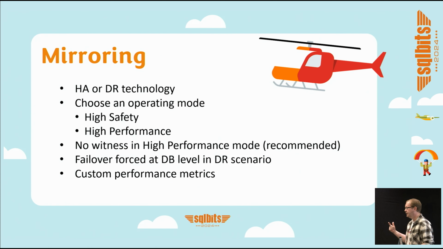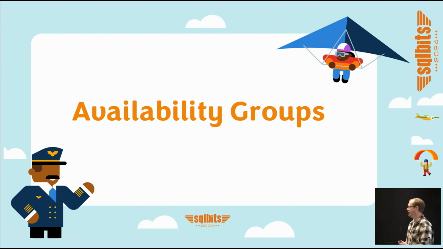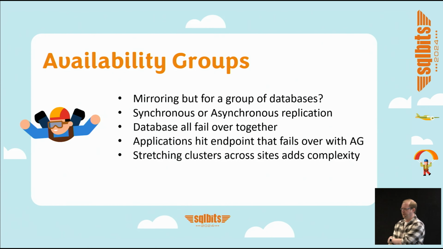So, in 2012, we got a replacement, an upgrade, as it were, to mirroring, which was availability groups. Everyone here worked with availability groups? Yeah, pretty much? Okay, cool. So, mirroring, but would you agree? Mirroring, but for a group of databases? Controversial? Okay, mirroring, but for a group of databases.